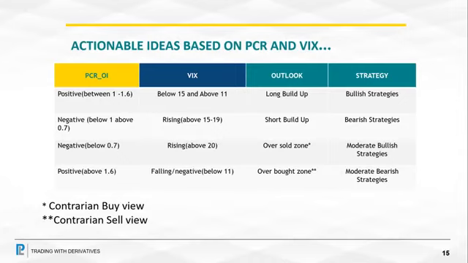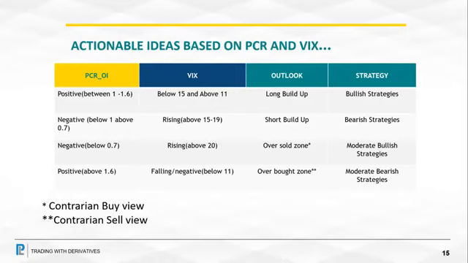So in that case, what do we do? We enter into bullish strategies, like we can go long on the index or stocks, buy naked call options, or use many other bullish strategies in options. We can do that. And if PCR OI is negative, that is below 1 and above 0.7, and VIX is rising, let's say between 15 and 19, then the outlook is short build-up. And the strategy one should follow is to enter bearish strategies, like selling our stocks or index, or buying puts, or any sort of bearish strategies that we have many.